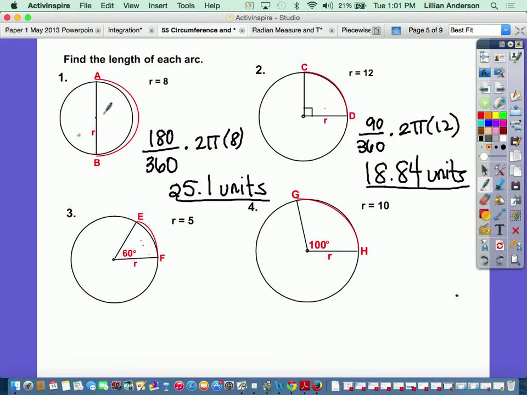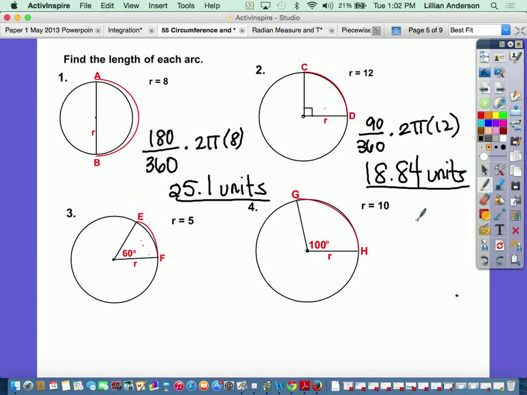If we look at these examples, in the first the measure of the arc is 180, so we divide it by 360, and then multiply by 2 pi r, 8 being r. We type it into our trusty calculator, and we get 25.1 units. In number 2, the measure of the arc is 90 degrees, because remember the measure of the central angle is the measure of the arc. We divide by 360, then multiply by 2 pi r, which is 12, to get 18.84.